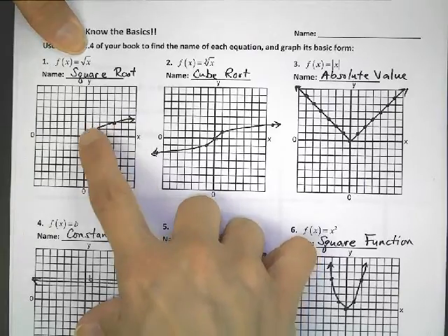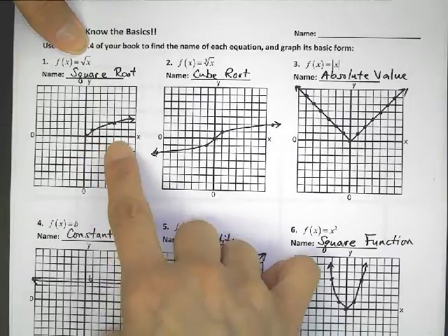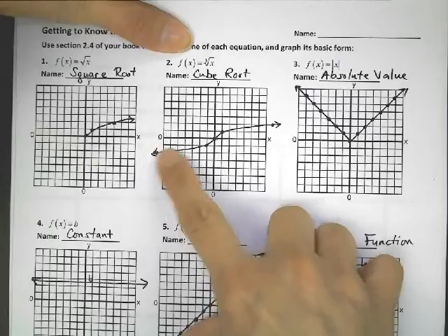Sometimes people call it a shooting star. The square root of 0 is 0. The square root of 1 is 1. The next point you notice here is at 4. Radical 4 is 2. Square root function.